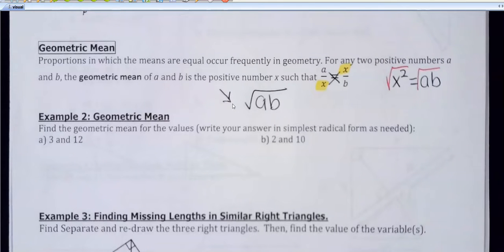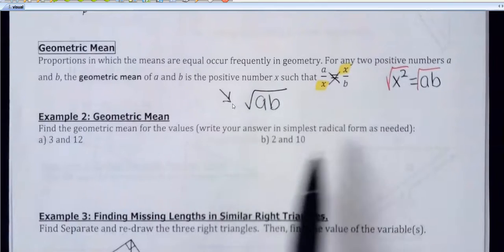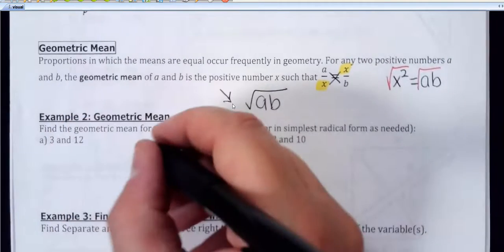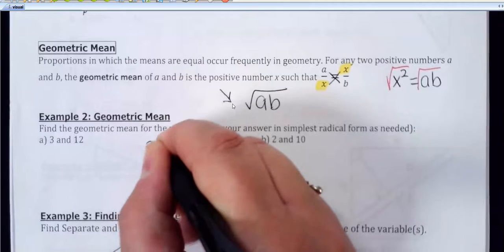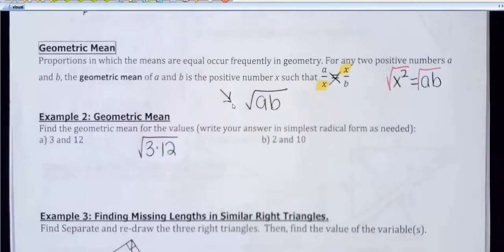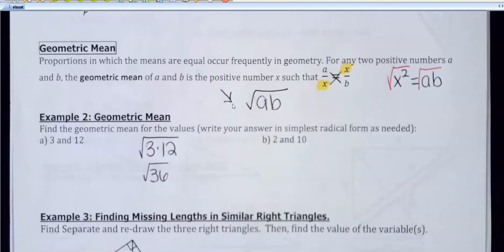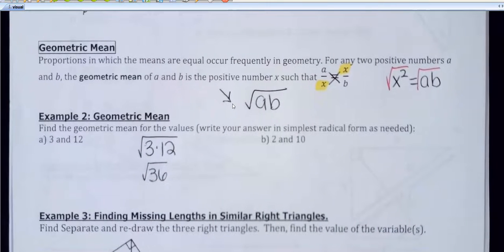I just have a little example. You don't have to set up a proportion to do this. Just take the two numbers. If you're going to find a geometric mean, it just means we multiply the two numbers together, so 3 times 12, and then take the square root. I multiply first: 3 times 12 is 36. What's the square root of 36? 6. Okay, so that one's nice.